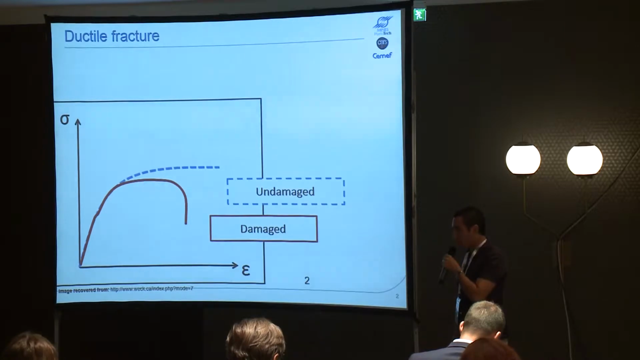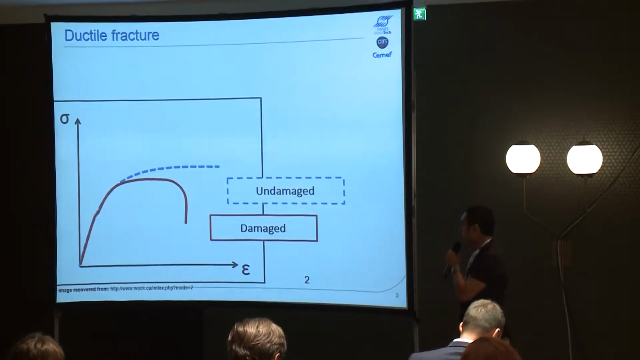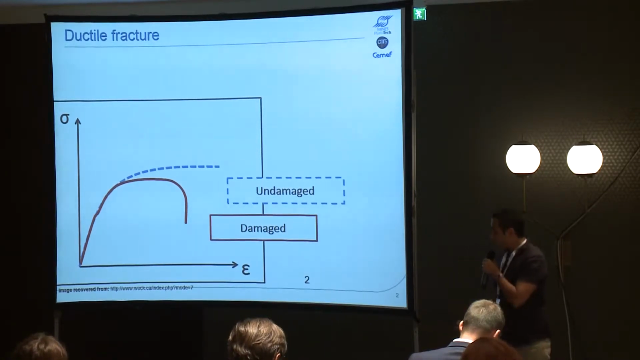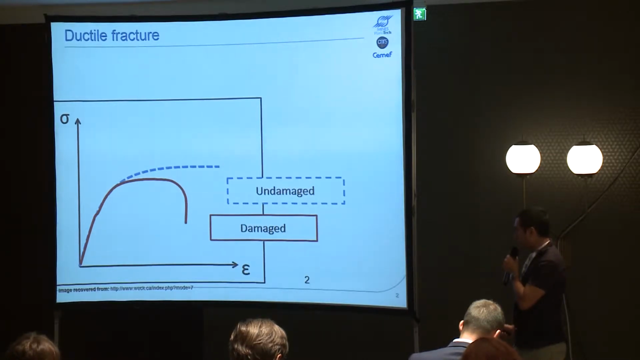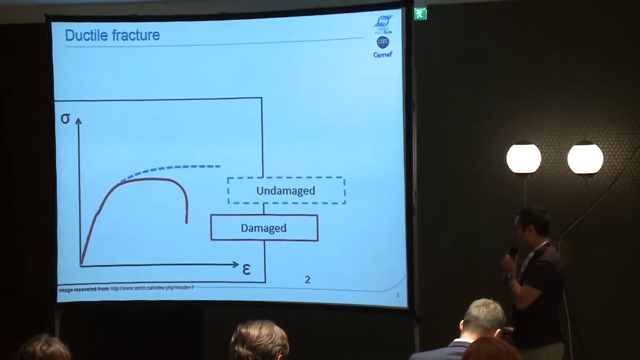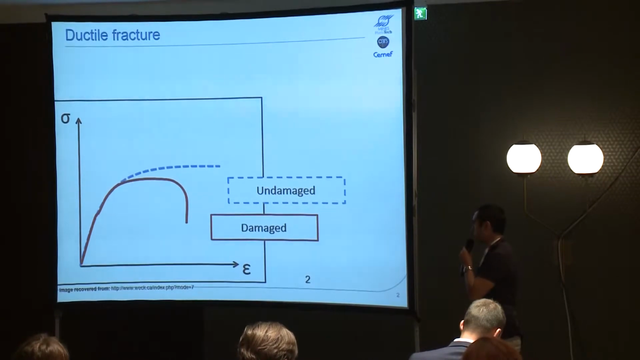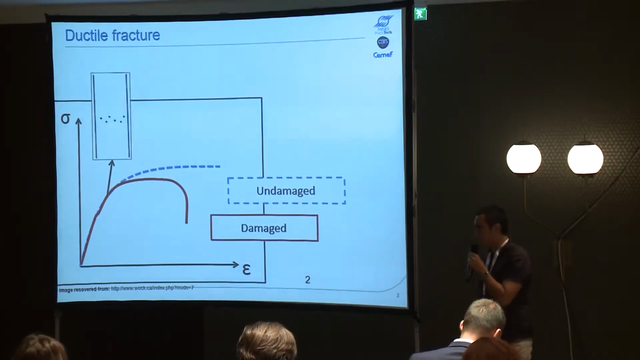Okay, just to put things into context, what is ductile fracture? Here we have a stress strain curve for two materials, one damaged material and one undamaged material. We see that our damaged material loses its load-bearing capacity and presents an earlier fracture. This is the consequence of damage at the macro scale, but what happens at the micro scale?